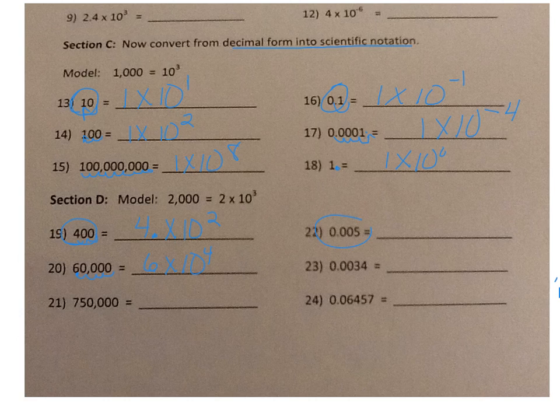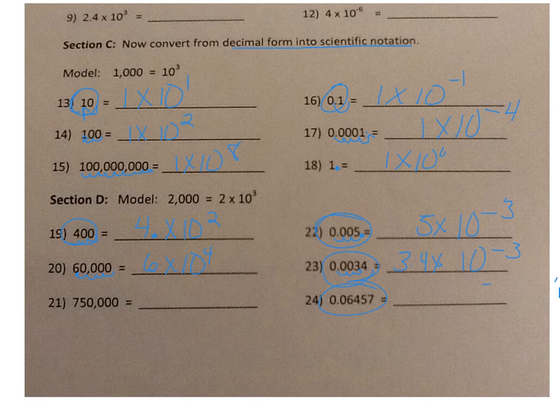Here we're going to a small number, so it's going to be a negative exponent. So we want this exponent to go here, so it's going to be 1, 2, 3. So it's 5 times 10 to the negative 3. Again, it's a negative exponent because this is a small number. We want the decimal to go between the 3 and the 4, so we go 1, 2, 3. So it's 3.4. Sorry, that should be 3.4. Times 10 to the negative 3.